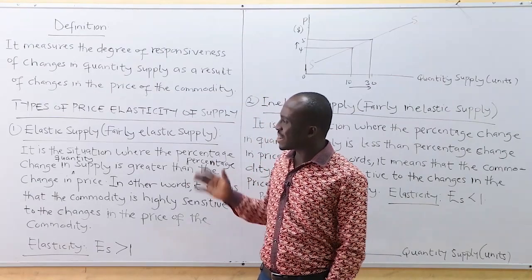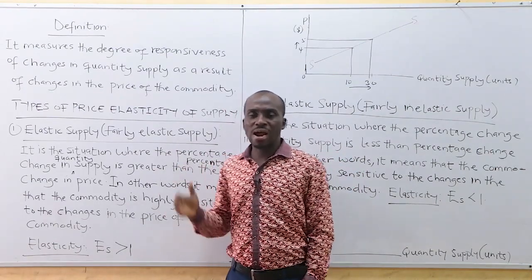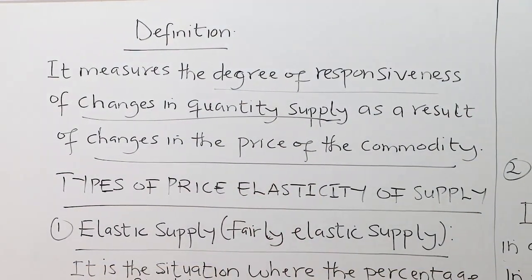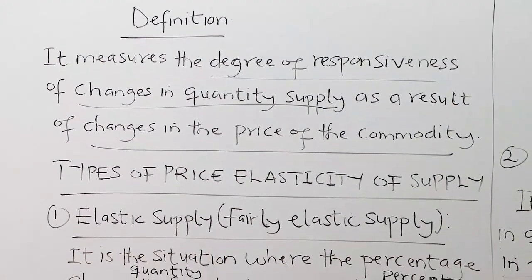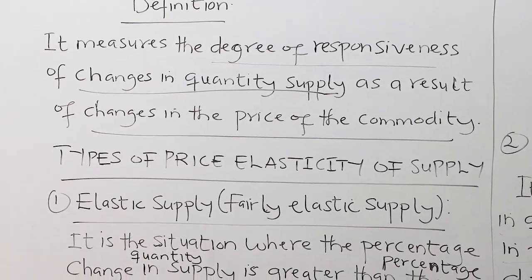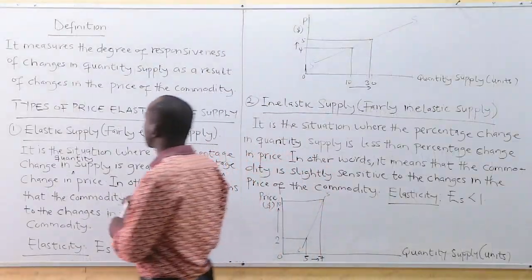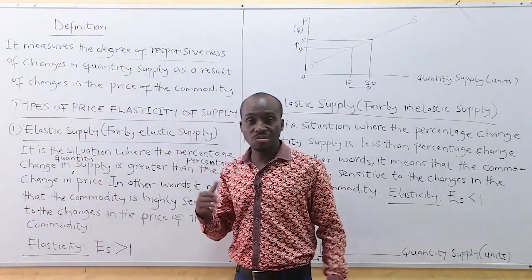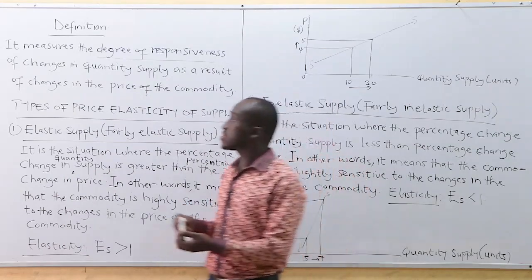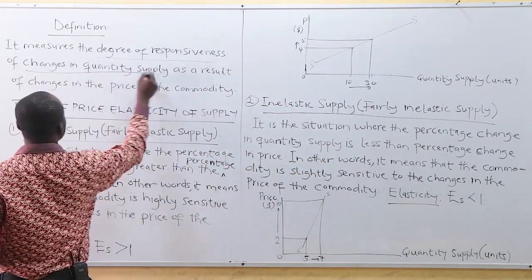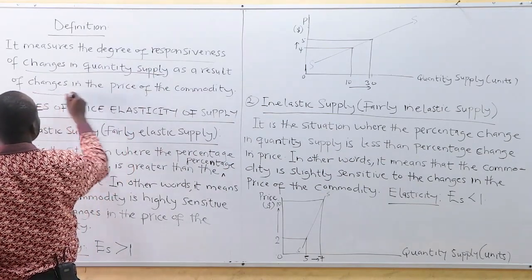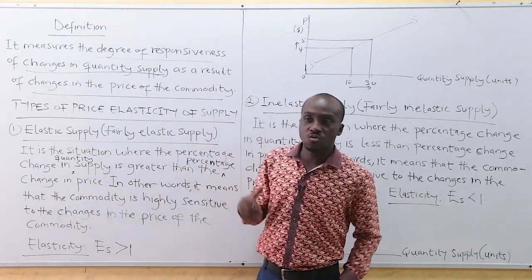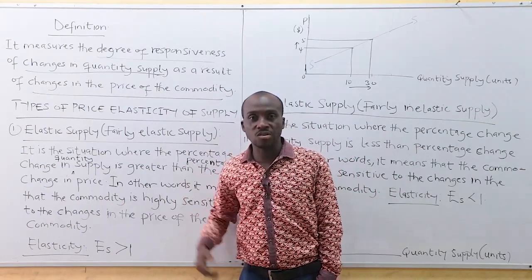So let's see what is the whole idea of price elasticity of supply. Let's see the definition over here. It measures the degree of responsiveness of changes in quantity supplied as a result of changes in the price of the commodity. So what does it mean? It measures the degree of responsiveness. How does quantity supplied respond to changes in the price of the commodity? So whenever price changes, to what extent does supply respond to that change?